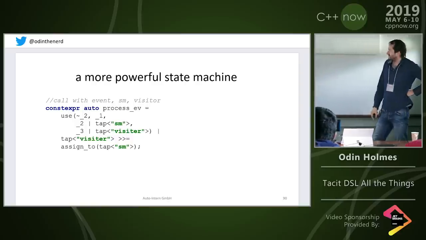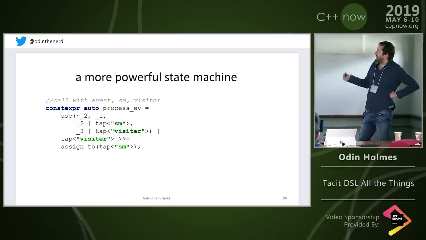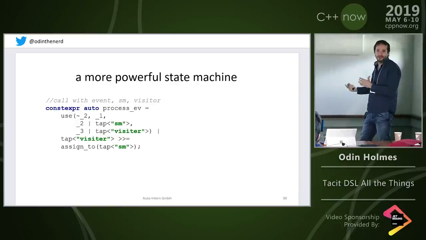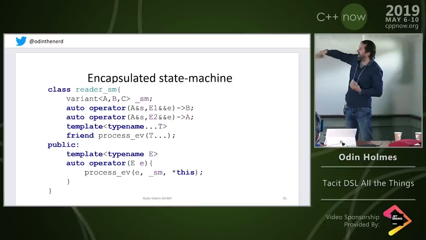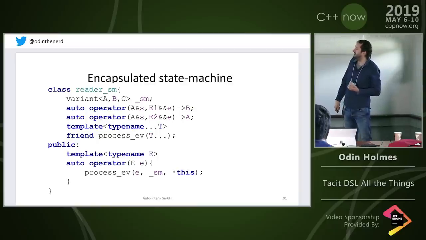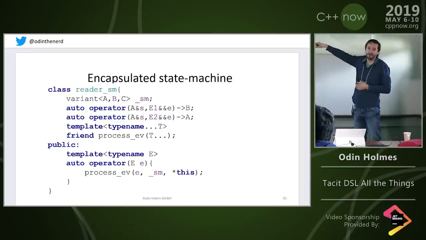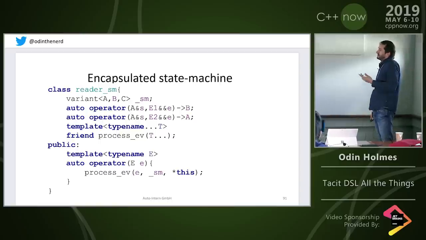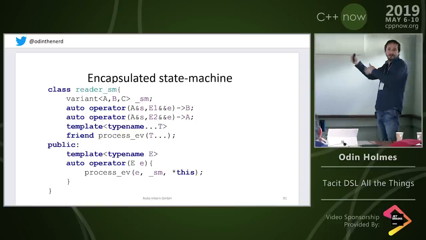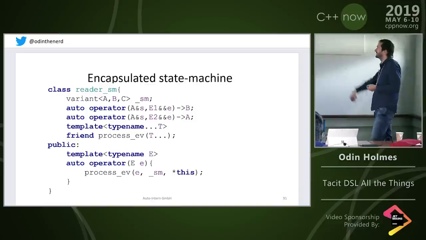In our process event, we've got the visitor and the state machine. This is just another way of writing the process EV that we had before, except now you can specify what the state machine is and what the transition visitor is. That used to be hard-coded. And we can refactor all of the transitions into local functions in a class. They probably should be static, I'm noticing, since they don't need the this pointer. Visit should also work on overload sets of static things. Well, no, they couldn't be a function call operator without. Yeah, okay, never mind.